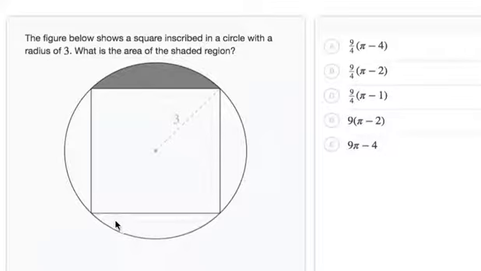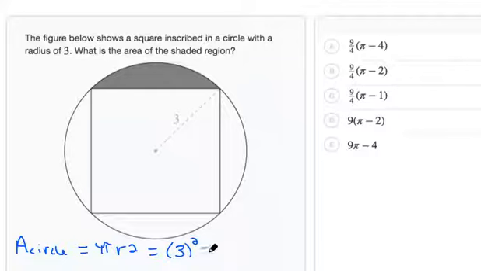So in order to do that, let's go ahead and find the area of the entire circle first. So let's call that A sub circle. That'll be the entire circle. And that actually will equal pi r squared. We already know the radius here, so that's 3. So we have pi times 3 squared.